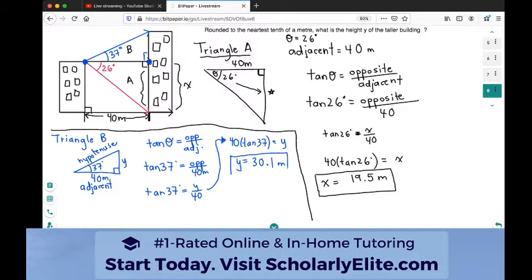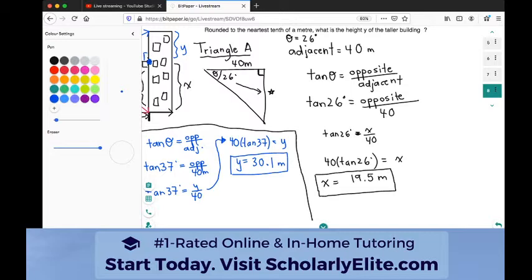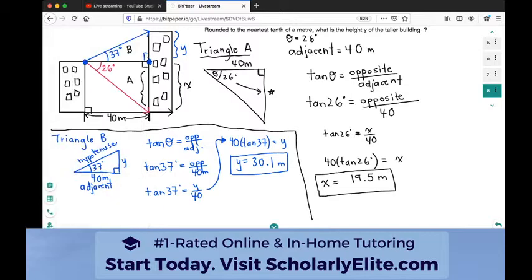Okay, guys, so my final answer now is just going to be x plus y, because we want to know the height of the tall building. The only way to do that is to add together these two numbers. So that's going to be in purple over here. Height of building is x plus y equals the height. And the height is equal to 19.5 meters.